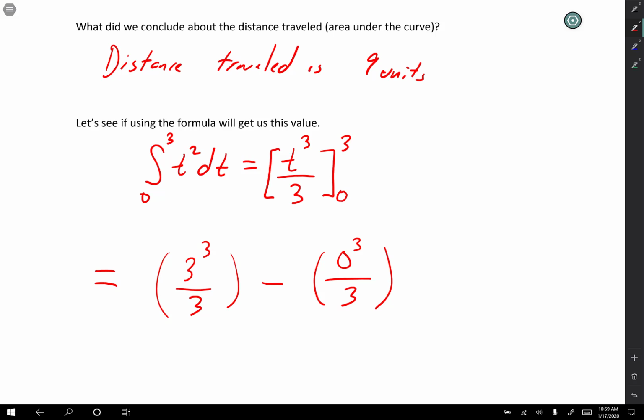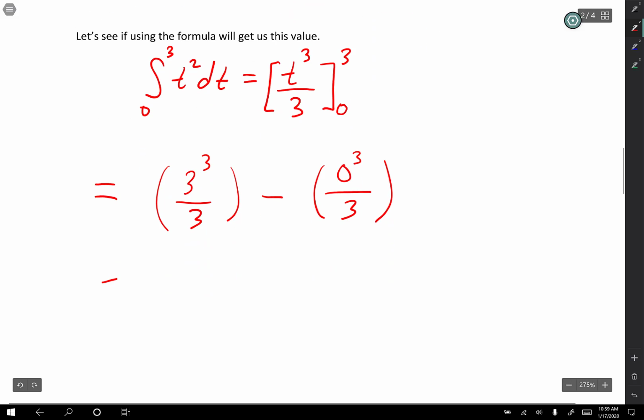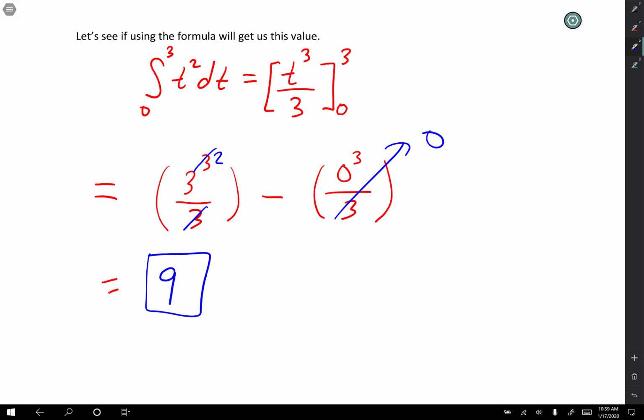Cool or not cool? Okay, check it out. One of these 3's cancel out. You just get 3 squared. 3 squared is 9. And then, of course, this is just 0. OMG, that's a perfect area under the curve of x cubed from 0 to 3.